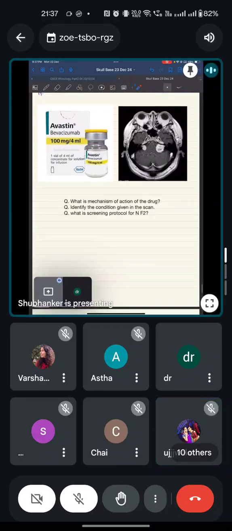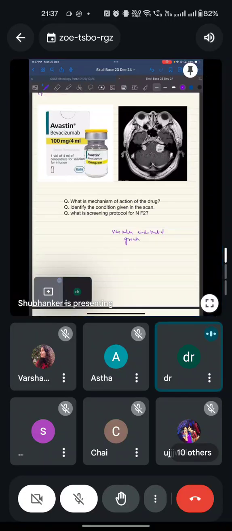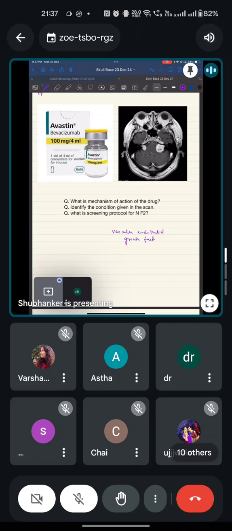Yeah, great. And when you write in the exam, please don't write VEGF inhibitor. You should write the full form: Vascular Endothelial Growth Factor. You can write it here in brackets, that will do. You have to tell the examiner that you know the answer. Please give me marks. Okay, condition NF2 done.